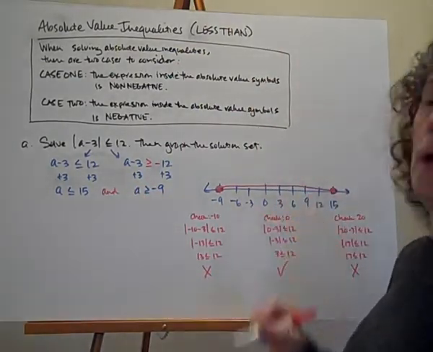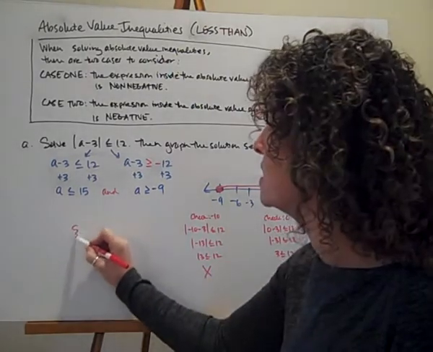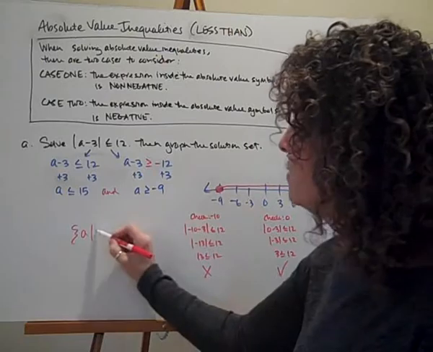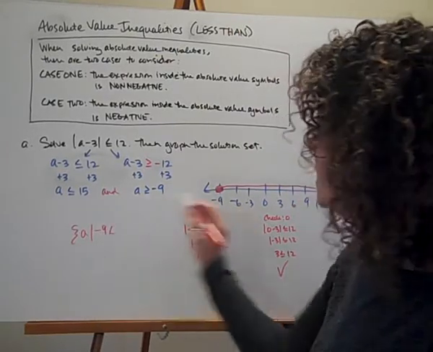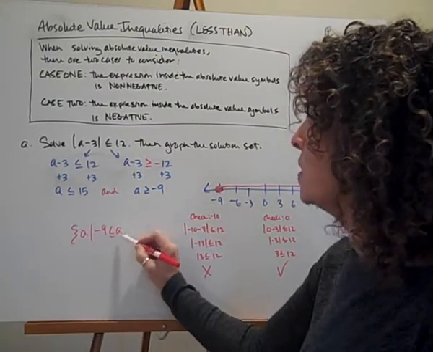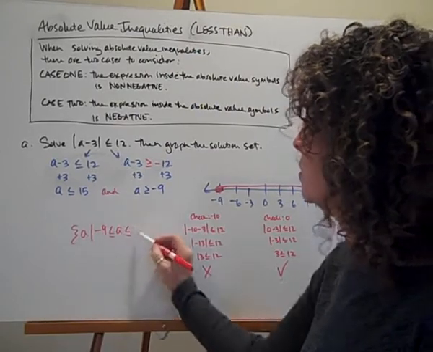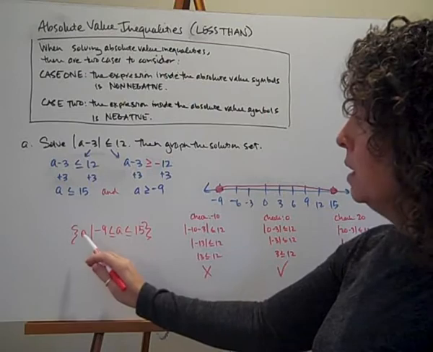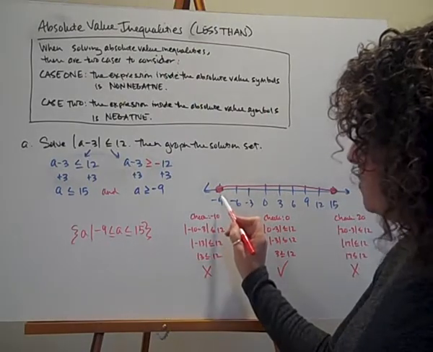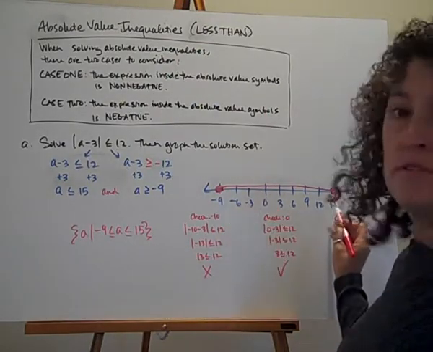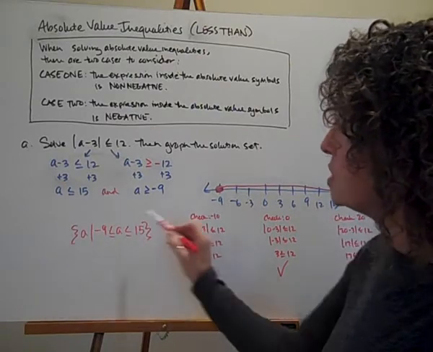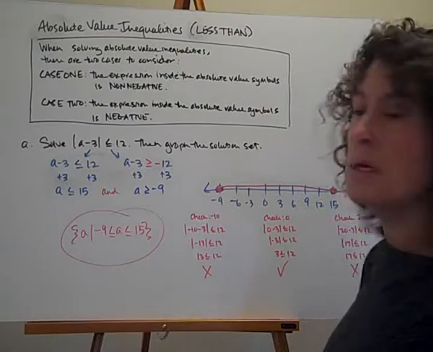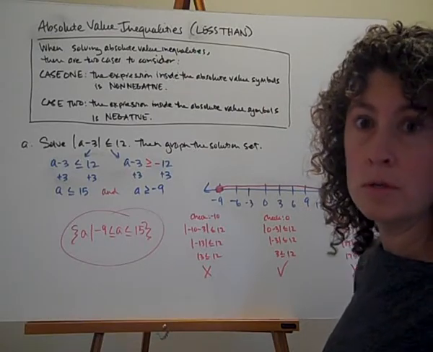So I'm going to finish up by writing the solution set, and we're going to do A such that, and I'm going to start with my negative 9. Negative 9 is less than or equal to A, which is less than or equal to my 15. When I'm writing my set notation here, start with the negative 9, your A is in the middle, and my 15 is on the end. So there is the solution set in set notation to my absolute value inequality, and here is the graph of those solutions.